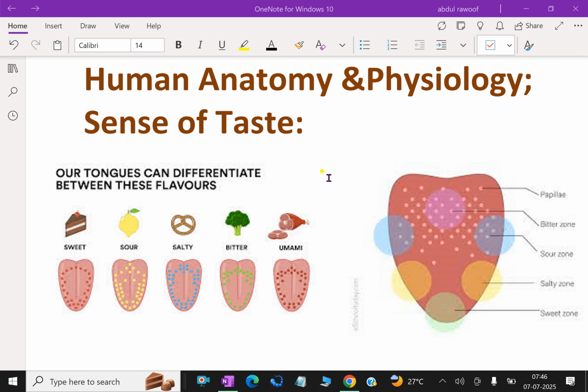The sense of taste also has a protective function. For example, when foul tasting food is eaten, reflex gagging or vomiting may be induced. Our tongues can differentiate between these flavors. Look here: sweet, sour, salty, bitter, umami.